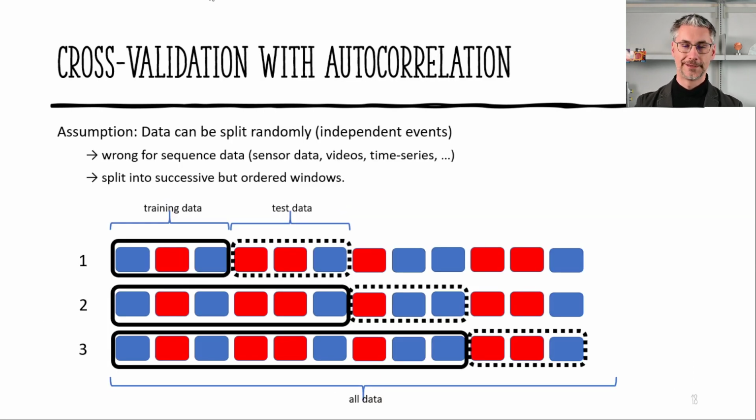However, nothing is as simple as it seems, right? The assumption we make here is that the data can be split randomly, that we have independent events. This is wrong for sequence data, for example, sensor data that we record over time, or time series or videos. There we need to split the data into successive but ordered windows. We cannot just shuffle them about, because that would destroy the correlation in the temporal ordering from early to late events.